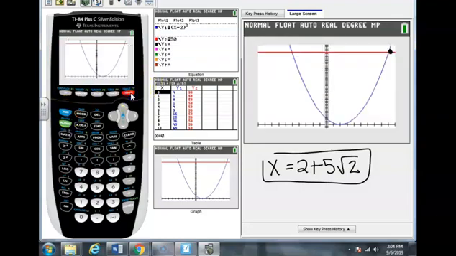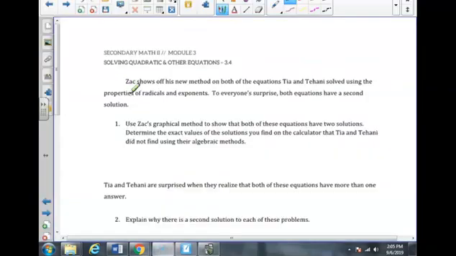If I go back to my graph, you notice that the point on the right looks like the x value is approximately 9 point something. And the value on the left, negative 1, 2, 3, 4, 5, definitely looks like it's about negative 5 point something on the left. So now that we've realized that there are actually two solutions, whenever we take the square root of a number, we have both the positive and negative solution. So for the first example, that would be 2 plus 5 root 2, and x is also 2 minus 5 root 2.